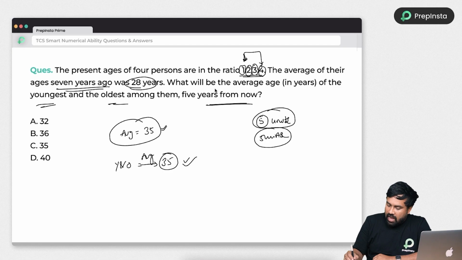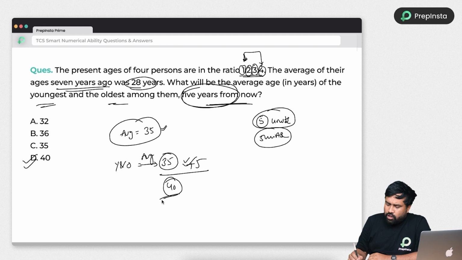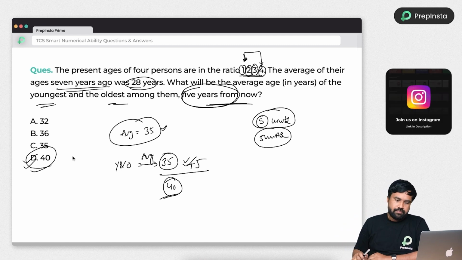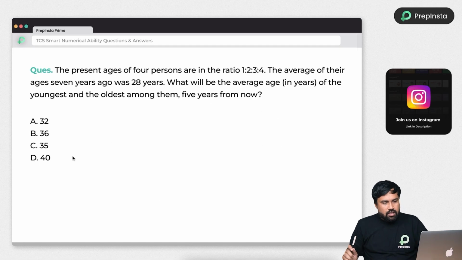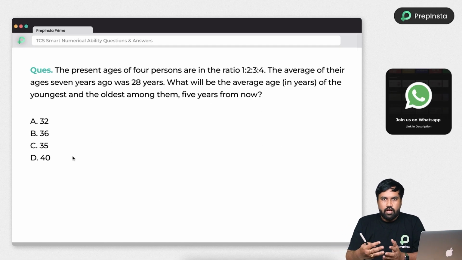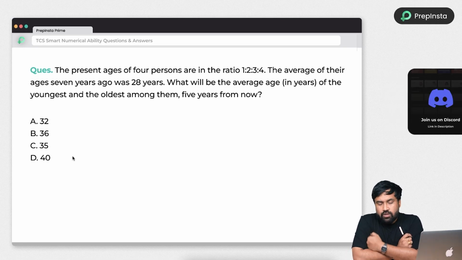So present is 35, I want 5 years from now. So plus 5 years we have to add. So the answer is 40. See, even without doing much rough work, you can conclude the answer. Even if you already know the theory, so I have explained just now. If you are attempting these types of questions in your examination, how will you do? Just you will see the question.